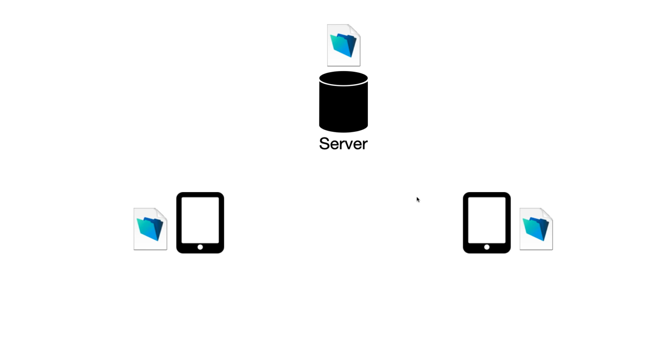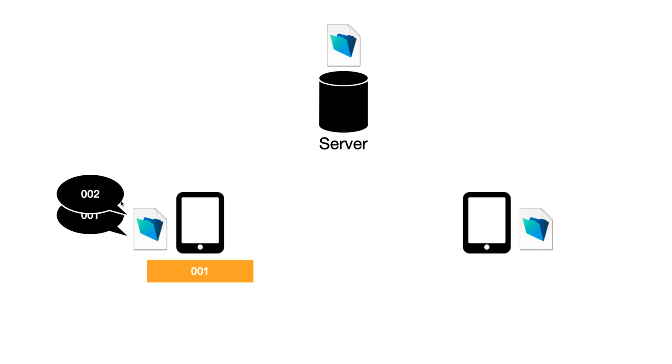So back to the starting point. Let's say this iPad wants to create a new record, and it asks what the next serial number is. Because it doesn't have direct access to the server, all it can ask is its own local file. So this file is going to tell it 001, and it's going to create a new 001 record. When it creates a new record again, this file is going to tell it 002, and it's going to create a 002 record.